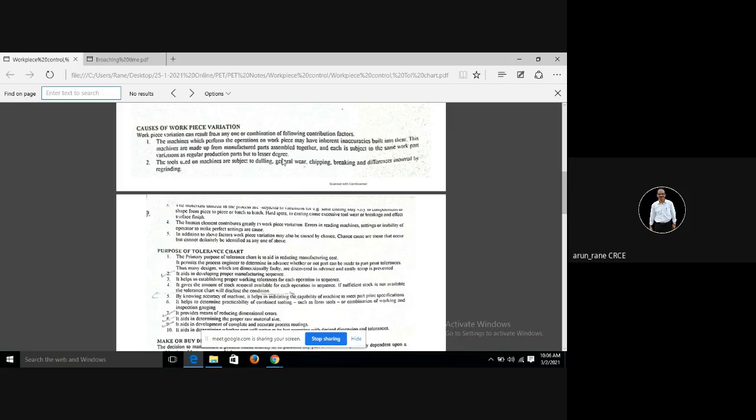It comes 10 microns. Correct? So this is the thumb rule.